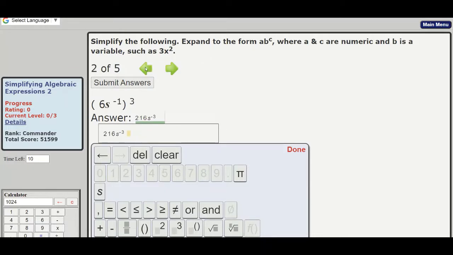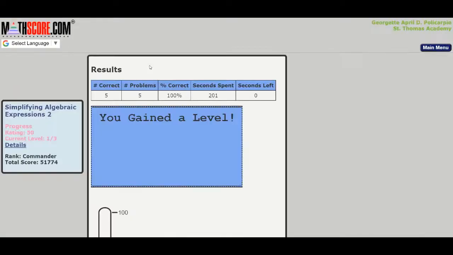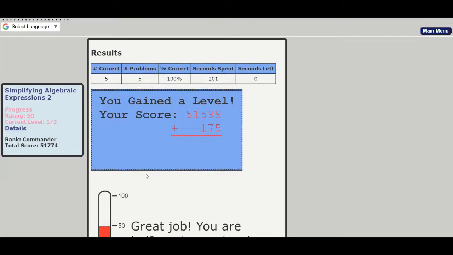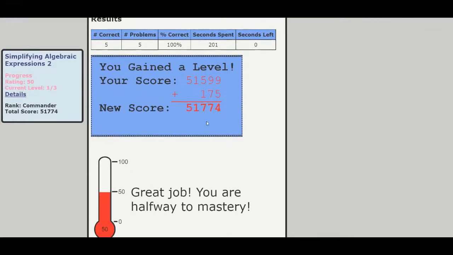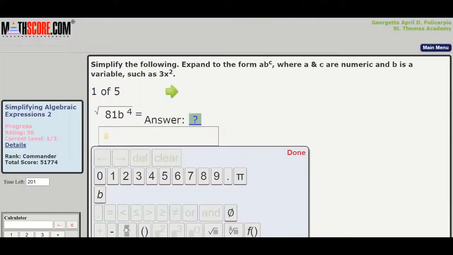Okay. 6 times 6, 36 times 6. Ayan, 216. Ayan, gain the level na tayo, halfway na. Plus 125 points. Okay. Then, do next worksheet.